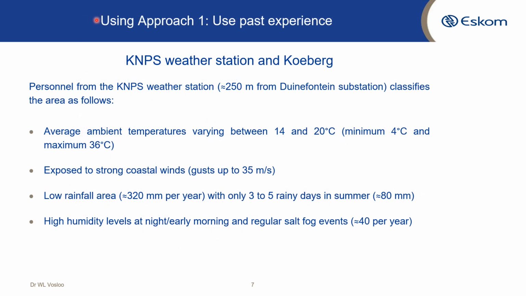In approach one, we've got a weather station which is around about 250 meters from an existing substation called Danafontein Substation. And they've basically given us the following data where the temperature is between 14 and 20 degrees Celsius with a maximum of 36. We've got exposed strong coastal winds with gusts up to 35 meters per second. And we've got a low rainfall area of around about 320 millimeters per year, and summer is very dry. So high humidity levels nightly and early morning with regular salt fogs. We've got around about 40 salt fog events per year.